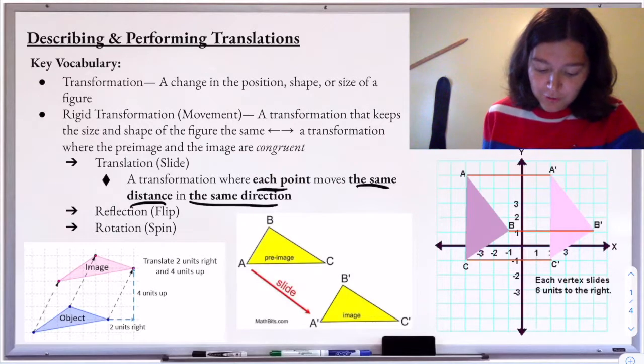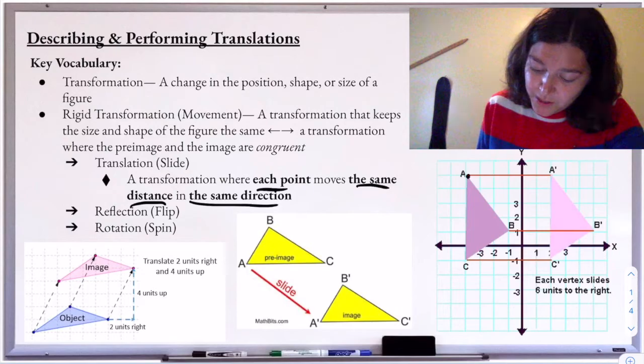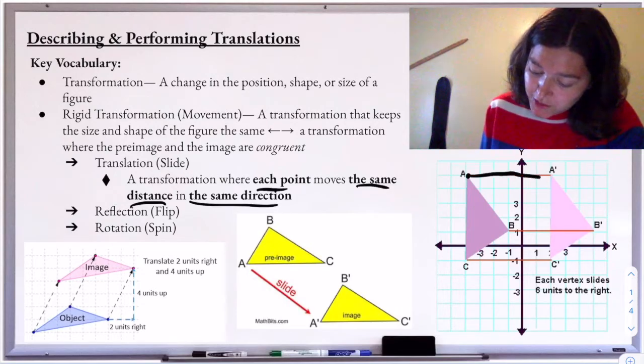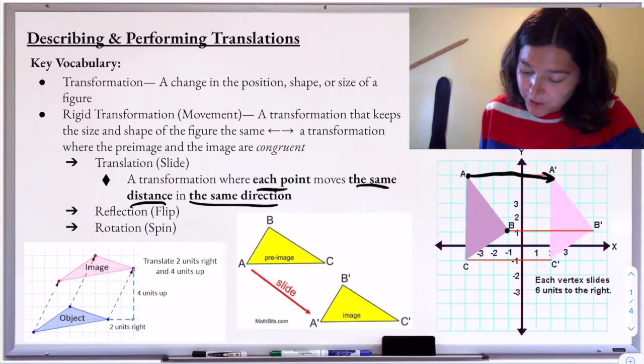And we can see that for our 3 pictures here. We'll start all the way on the right. I have point A. It is getting moved 6 spots to the right. If I choose B, it's also getting moved 6 to the right. And C is as well.